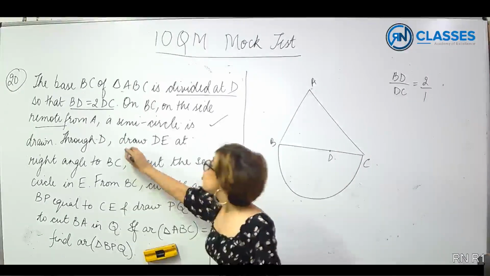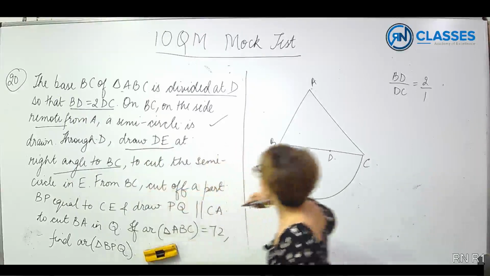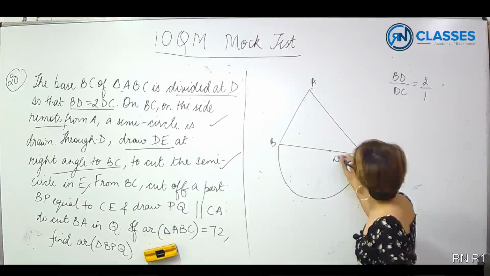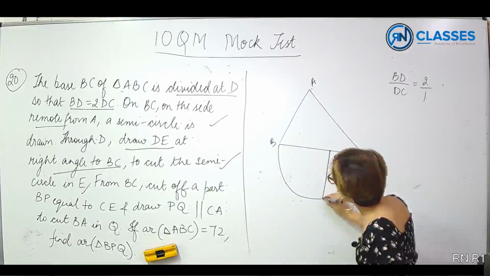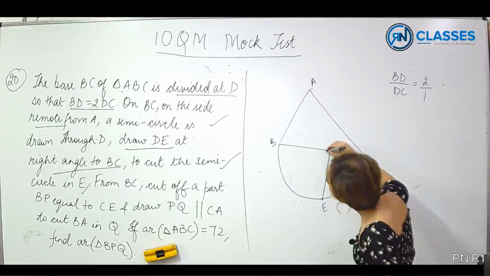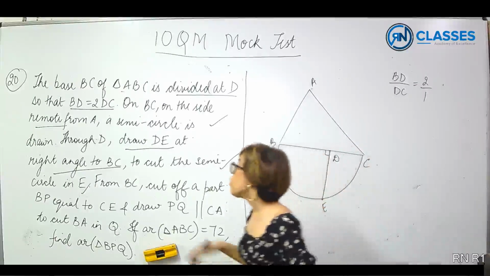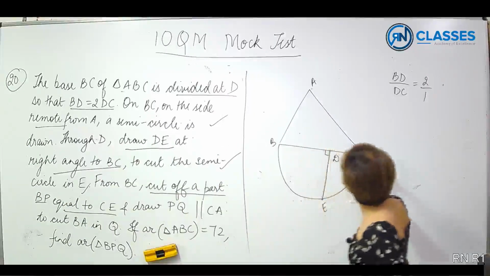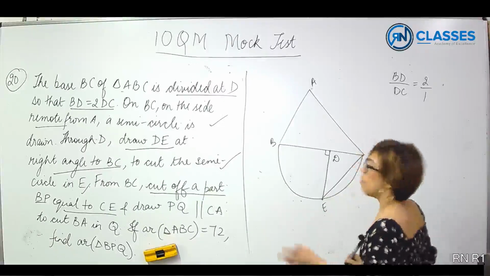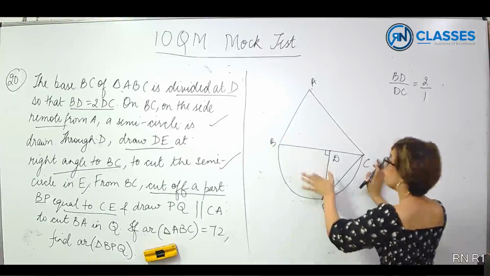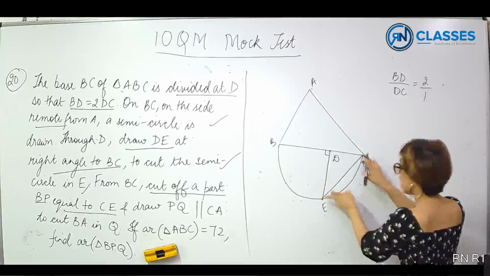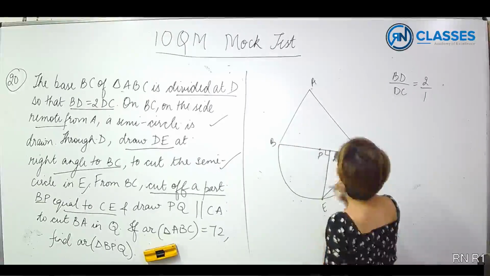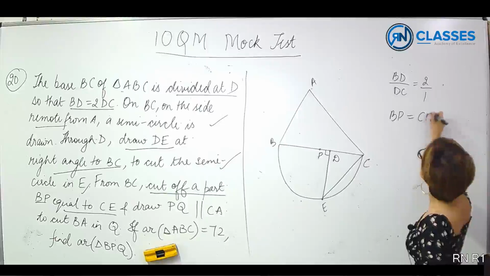Now he says through D, draw DE at right angle to BC to cut the semicircle in E. So from here, I need to make a perpendicular to the circle, which means the circle at E. This is 90 degrees. Alright. Now he says from BC cut off a part BP equal to CE. Now CE length is this now. So from BC, from here I need to cut off a part BP which is equal to this one. So I'll measure this and cut it over here. Suppose it turns out to be this one. We know that BP is actually equal to CE.